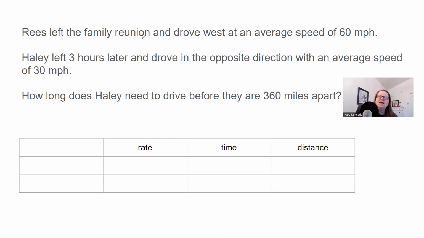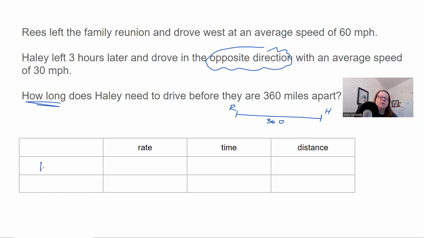So Reese left and drove in one direction, 60 miles an hour. Haley left 3 hours later, drove in the opposite direction. That is key to this question, that they're going in opposite directions. And we want to know how long it takes until they are 360 miles apart. So total of 360, if Reese is here and Haley's here, when is that going to happen? How long does it take?